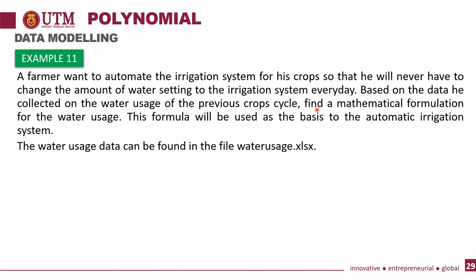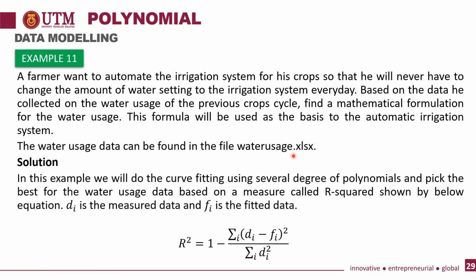So this question asks you to find a mathematical formulation from the data. This formula will be used as the basis of the automatic irrigation system. So the question asks you to find the equation of the data, and they want you to estimate the water requirement for the plant later on. The water usage data can be found in the file waterusage.xlsx. As usual, I will request this file from the coordinator and give it to you. For the solution in this example, we will do the curve fitting using several degrees of polynomials and pick the best for the water usage data based on the measure called R squared, shown by the equations below. DI is the measured data and FI is the fitted data.